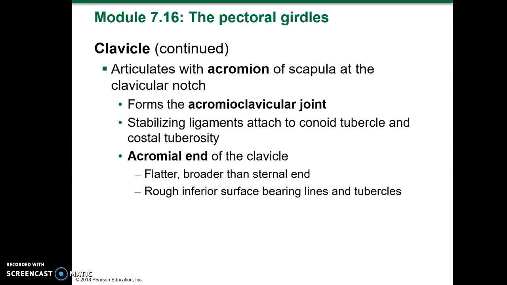The clavicle articulates with the acromion of your scapula at the clavicular notch, and it forms the acromioclavicular joint. And stabilizing ligaments attach to the conoid tubercle and the costal tuberosity. The acromial end of the clavicle is flatter and broader than the sternal end. It has a rough inferior surface bearing lines and tubercles.